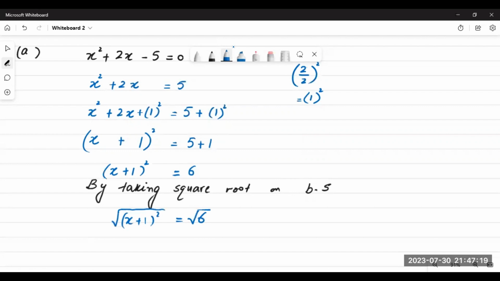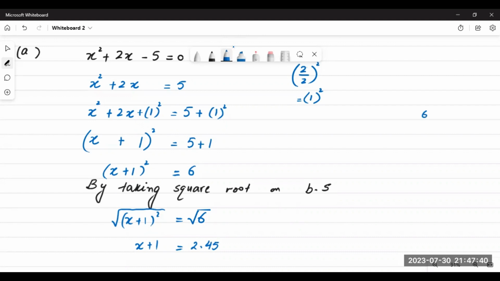As we can see, the square and square root are going to cancel each other, and the leftover value on the left side is only x plus 1. And here we have to write the square root of 6, which is 2.45, if I round it off to 2 decimal places.